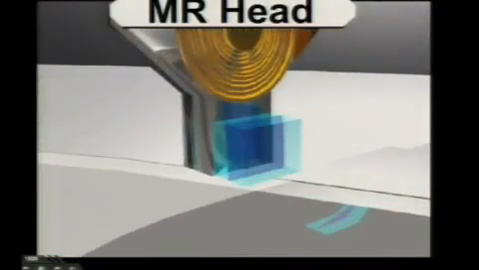16 gig hard drives started switching to the GMR head. It was designed by IBM, and they started putting them in SCSI drives in 99. So the MR head is a fairly simple head. It basically has two pieces that know when something's changing, and so it's a magnetic head that can read the change that's underneath it.